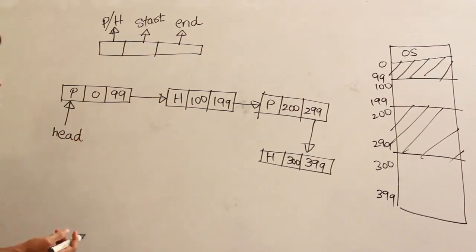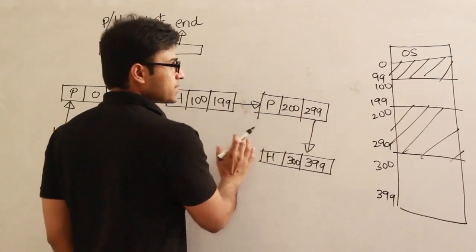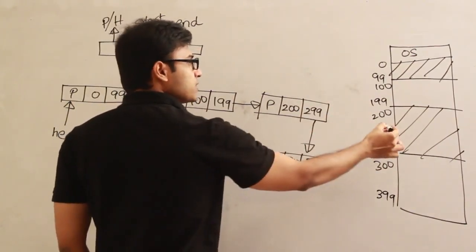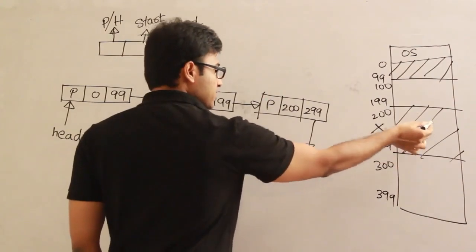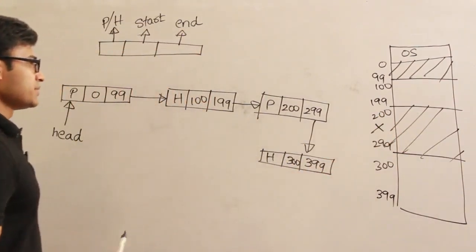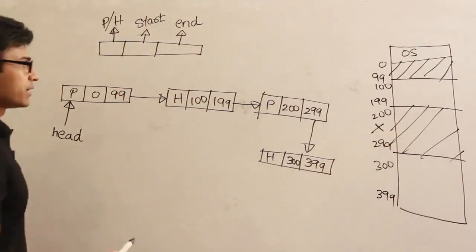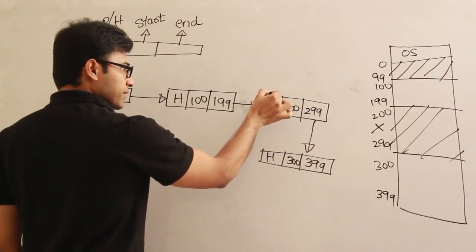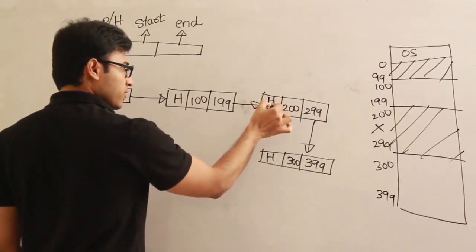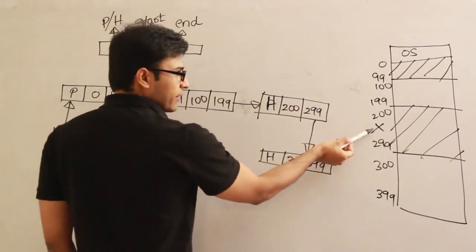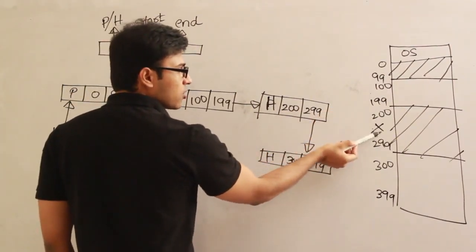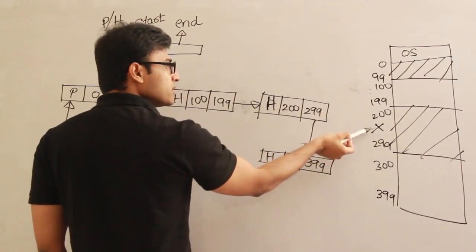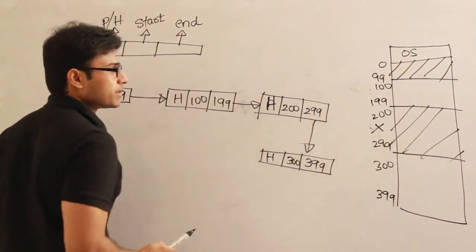For example, watch it. If I am maintaining the list in the increasing order of the starting addresses, in case this process is pulled out, which means if this one is brought out, then what happens is 200 to 299, if this one is brought out, then this will become a hole, fine. This will become a hole, perfect. But if you look at it, there is a hole before it and there is a hole after it, right?